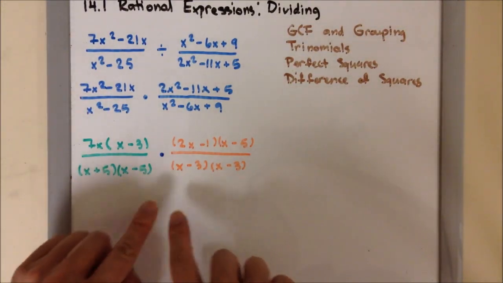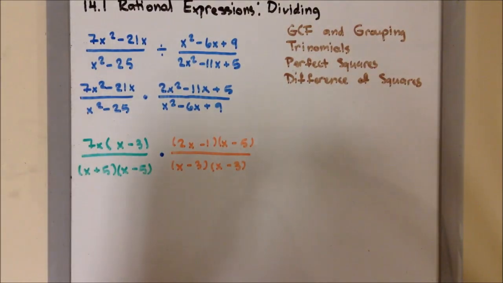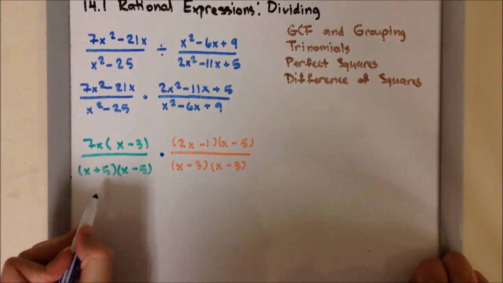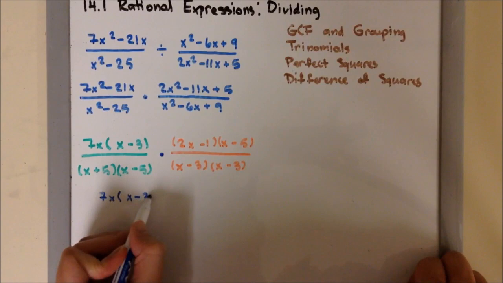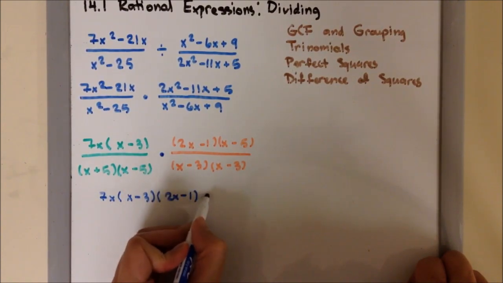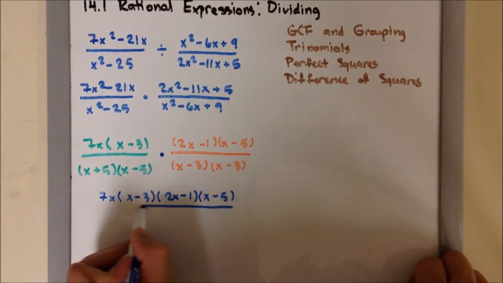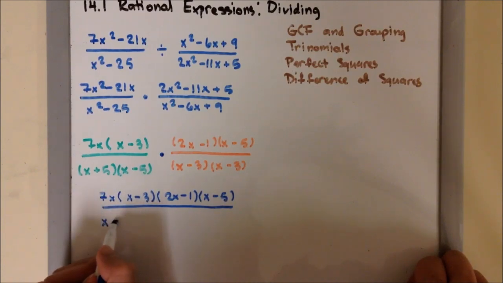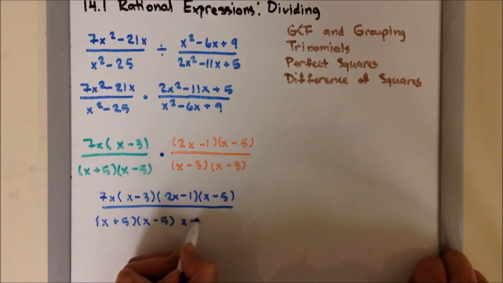Now since these two fractions are multiplying, I'm going to combine them as one big fraction. So what I'm going to have is 7x times (x − 3) times (2x − 1) times (x − 5), over (x + 5) times (x − 5) times (x − 3) times another (x − 3).